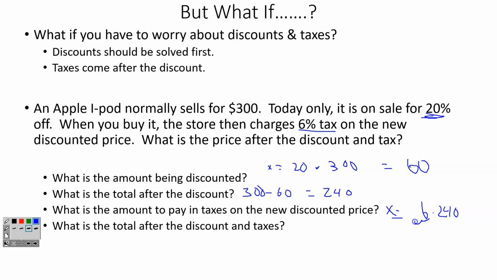Don't forget to divide by 100. So I'm going to do 0.06 times 240, which is going to give me an answer of 14.4. And I'm going to add my 0 there because we're talking about money. So now the total after, well, that's the 240. That's the discounted price now. Plus the sales tax, which is $14.40, gives me an answer of $254.40. So this is a lot more complicated when we have to start figuring out for multiple percents.